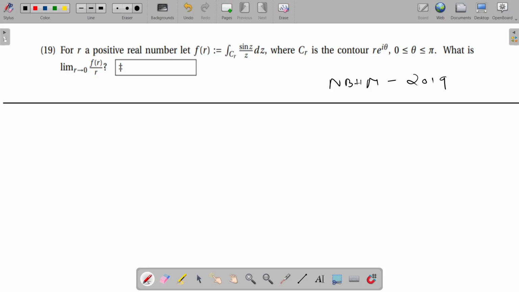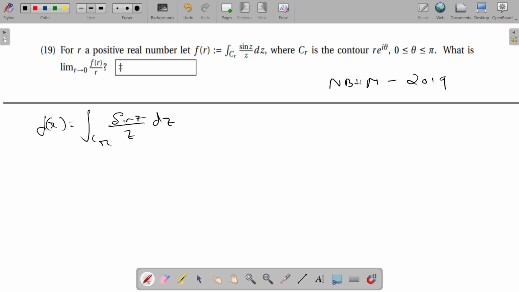So hi guys. Today I'm going to solve this problem. This is a pretty nice question from NBHM 2019, question number 19. It says that for R a positive real number, they have defined f of R to be the integral over C_R of sin z by z dz, where C_R is the contour R e to the power i theta, where theta runs from 0 to pi.